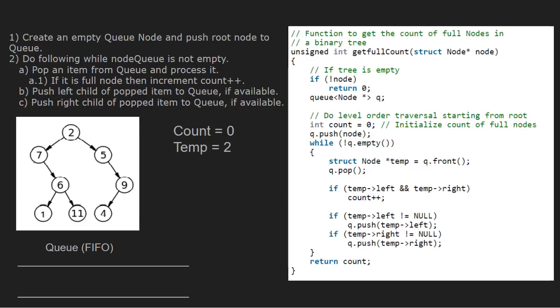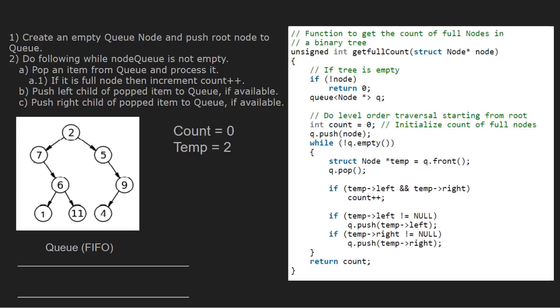Now we will check whether temp is a full node or not. If it is so, we will increment count. So, a full node is one which has both a left and a right child. In our tree, nodes 2 and 6 are full nodes. We will use the code given on the right for this.